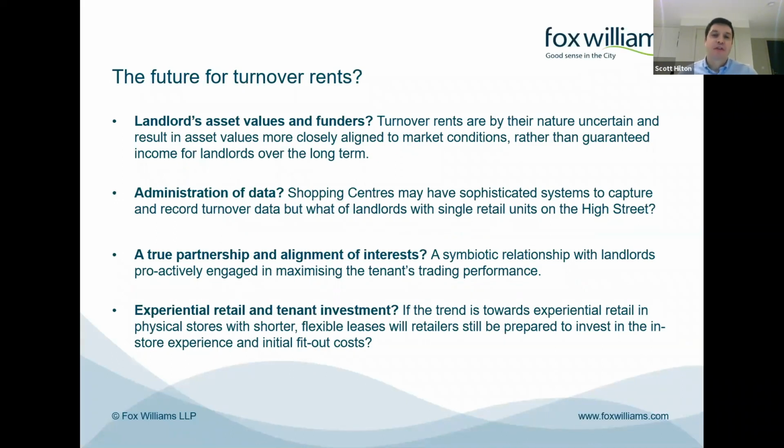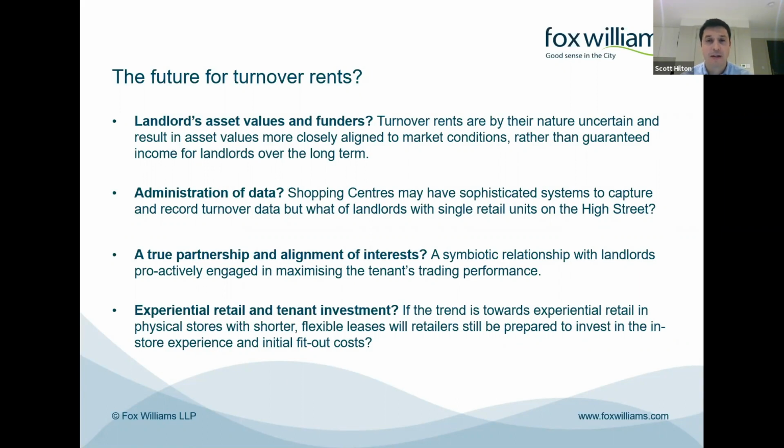So what is the future of turnover rents? Well, I mentioned earlier on that turnover rents are by their nature uncertain, and that creates issues in terms of the valuation of property, the landlord's assets, and for funding purposes. So I think going forward, that's going to be one of the issues in terms of how landlords, their investors and funders get comfortable with these turnover rent models.